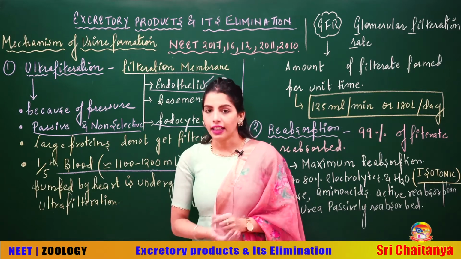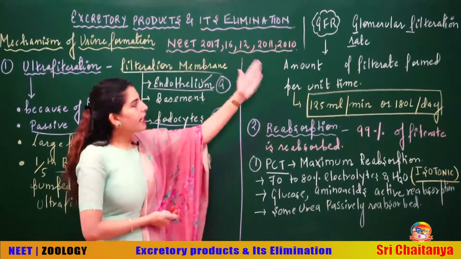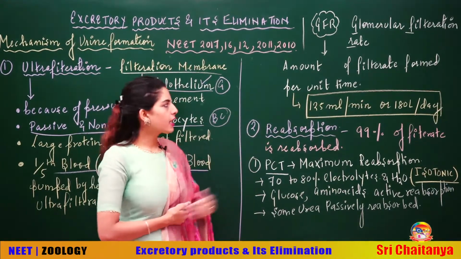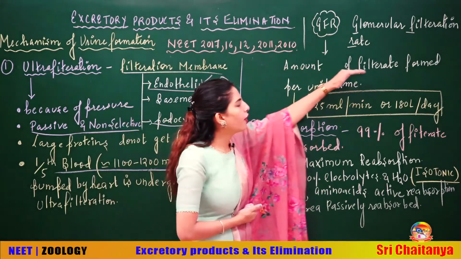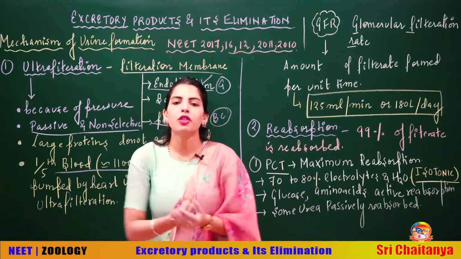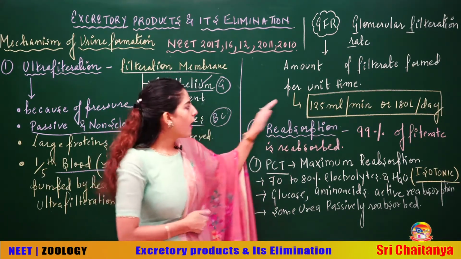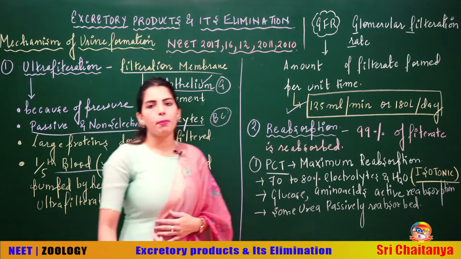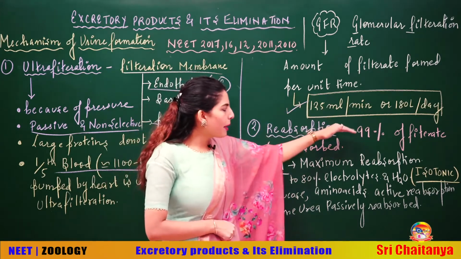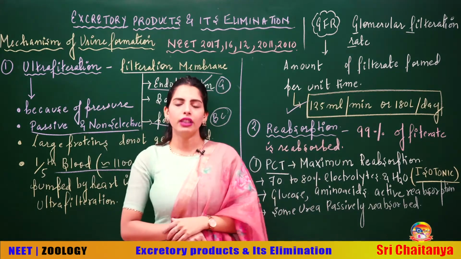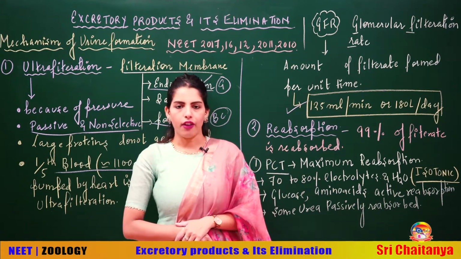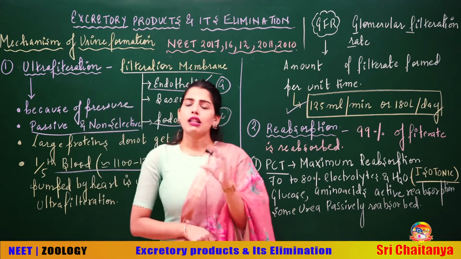What is this GFR then? GFR, as you can see, is glomerular filtration rate. When you say glomerular filtration rate, it is defined as the amount of filtrate formed per unit time. So per unit time, the amount of filtrate which is formed is GFR. And the value you will remember is 125 ml per minute, or 180 liters per day. So 125 ml per minute or 180 liters per day is the amount of filtrate formed per unit time, defining your GFR. So that's about ultrafiltration.